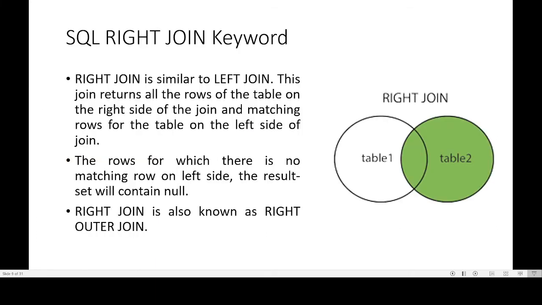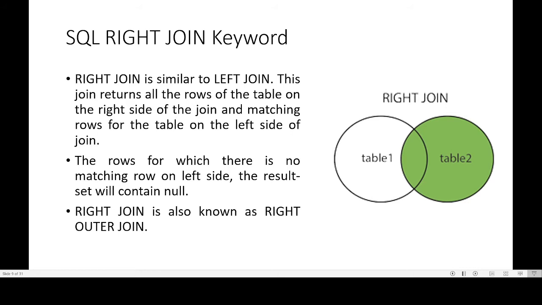Now let us see right join. Right join is similar to left join, but just the opposite. Here we have two tables, table 1 and table 2. Table 1 is our left table and table 2 is the right table. The result will contain all the rows from table 2, the right table, along with the matching entries of table 1 and table 2. For rows with no matching row on the left side, the result set will contain a null value. Right join is also known as right outer join.